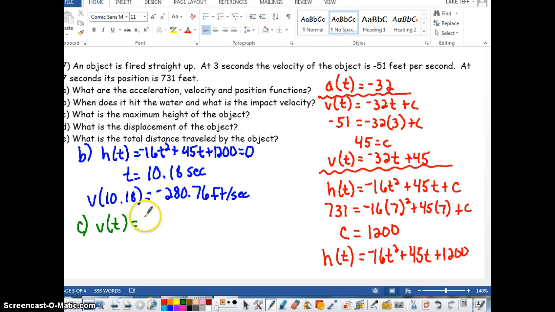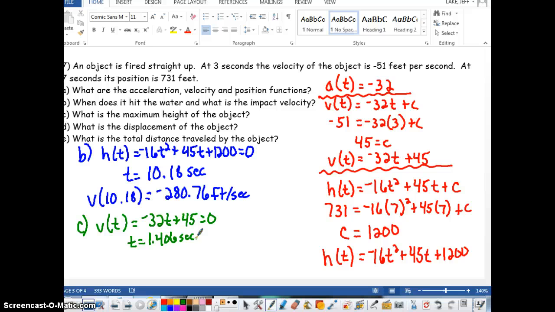So the V of t is just the negative 32t plus 45. Set that equal to 0. This one you could do by hand. It's a little bit easier. And you end up with t is equal to 1.406. That's again seconds. So that is when the maximum height occurs.